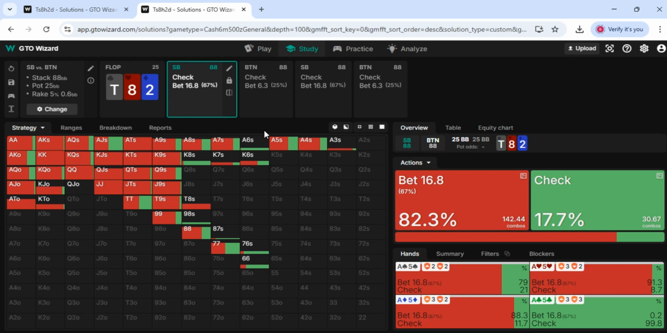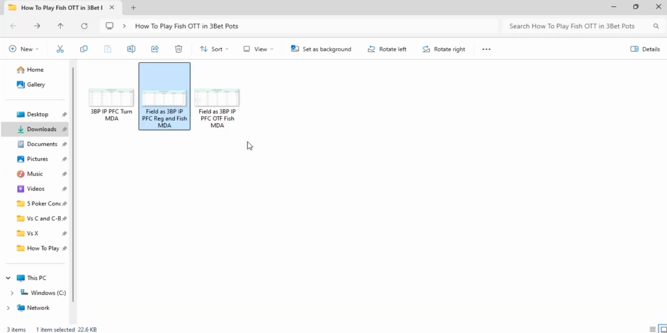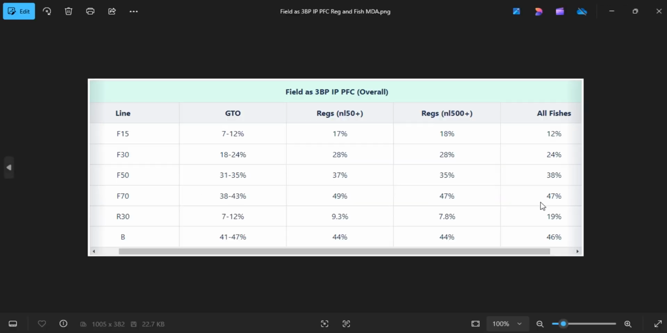We know in theory that they want to use big sizing, but you don't want to do this on the flop. Let's take a look at MDA. Because in MDA, even though they're folding more than GTO, you don't want to strengthen their range on the turn and on the river, because remember, the highest EV exploits come when the pot is the biggest. So you want to weaken their range on the flop and not make their range too strong, so we can exploit them more on the turn and on the river. So you want to be ranging on the flop.